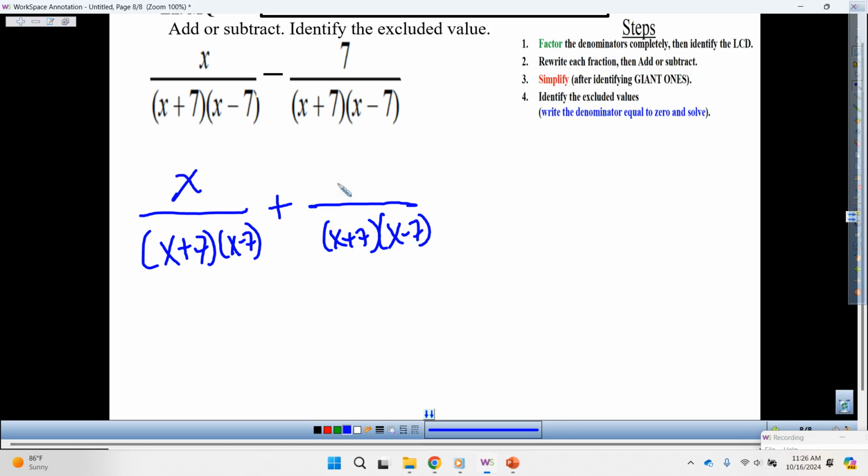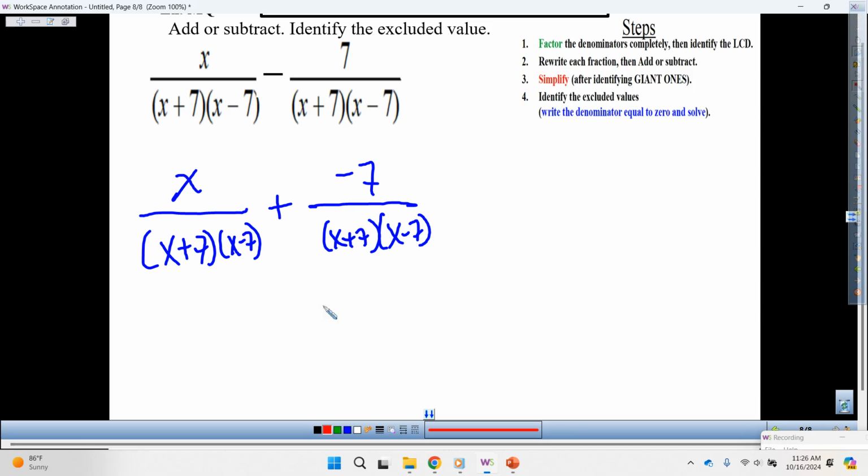And what did you write on the numerators? X and -7. Hands if you got it right there. All right, that is correct. From there, let's see. Do we have a common denominator?